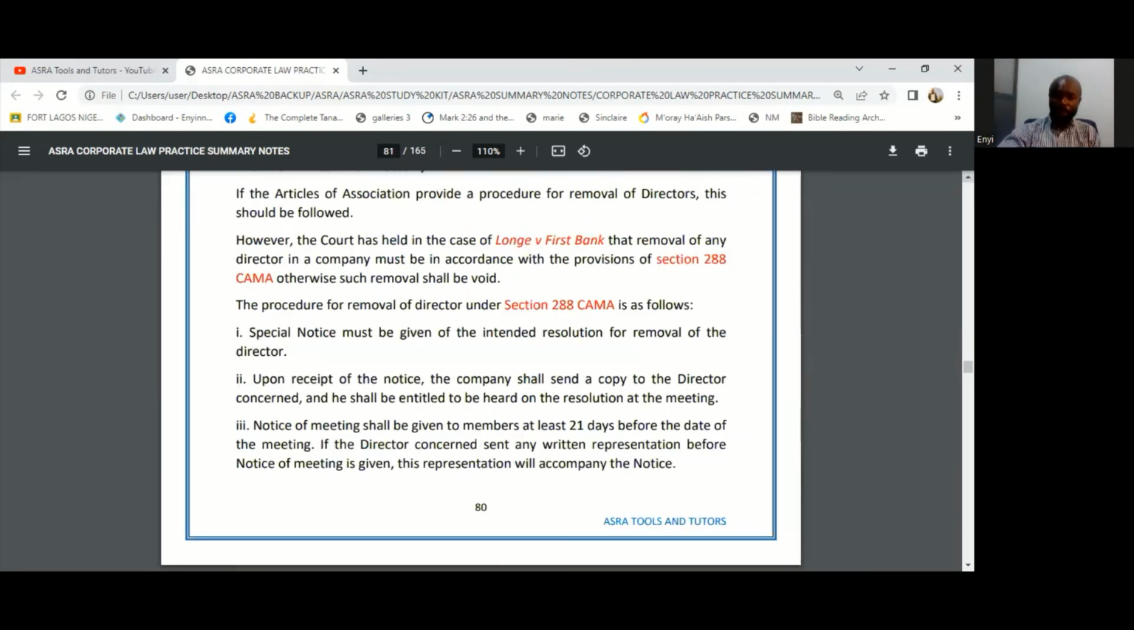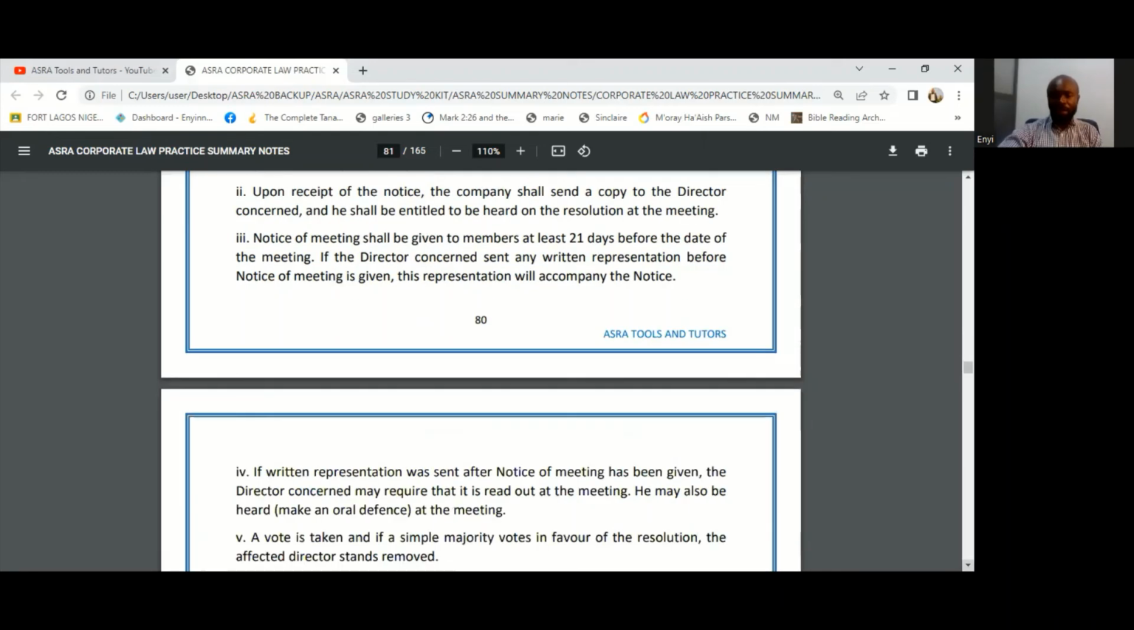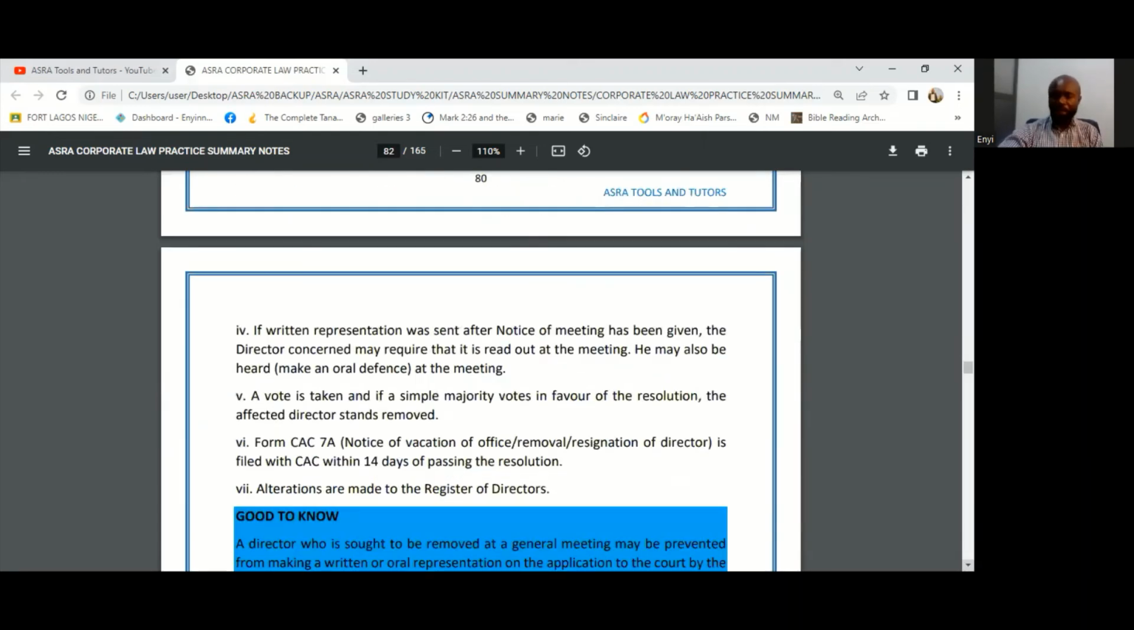All right, so just a quick run through it again. The procedure for removal of directors under 288 of CAMA is that first, special notice is given to the company. After the company receives a special notice for removal of the director, the company would serve a copy of that notice on the director. The director now may send in a defense in writing for himself, which will be sent out to the members along with the 21-day notice of meeting. And if his defense in writing is not received before the notice of meeting is sent out, then at the meeting, he would have the opportunity of making an oral defense for himself or having his defense read out to the members. And then a vote is taken.